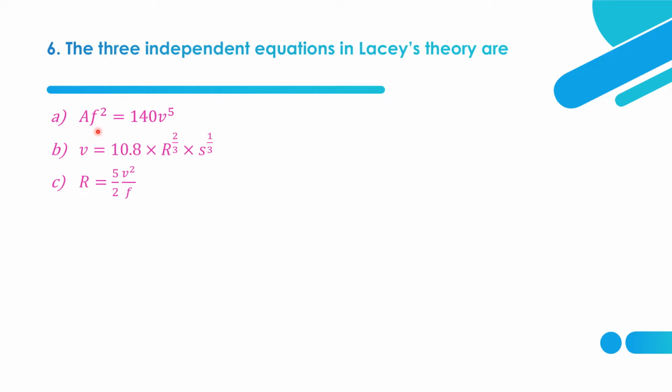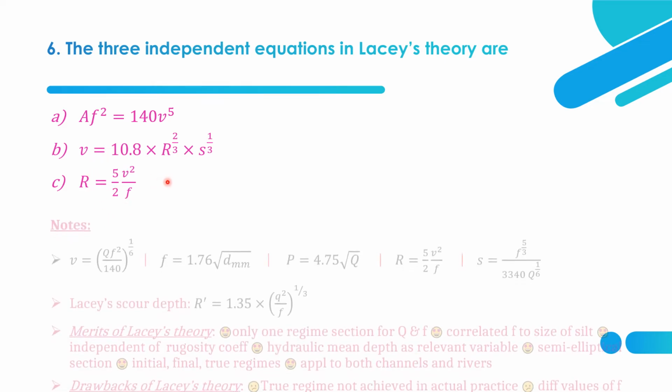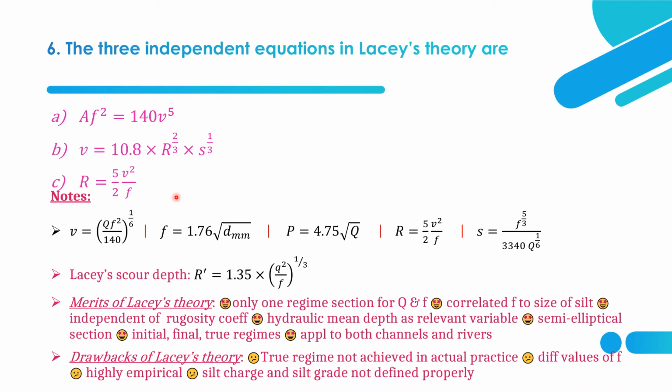So first, A f square is equal to 140 V power 5. V is equal to 10.8 R power 2 by 3, S power 1 by 3. Here it is S power 1 by 3, not 1 by 2 as in Manning's equation. R is equal to 5 by 2, V square by f. Now we shall see other more important formulas for design of alluvial canals using Lacey's theory. So this is the velocity formula, (Q f square by 140) power 1 by 6. And f is the silt factor, 1.76 root of d mm.